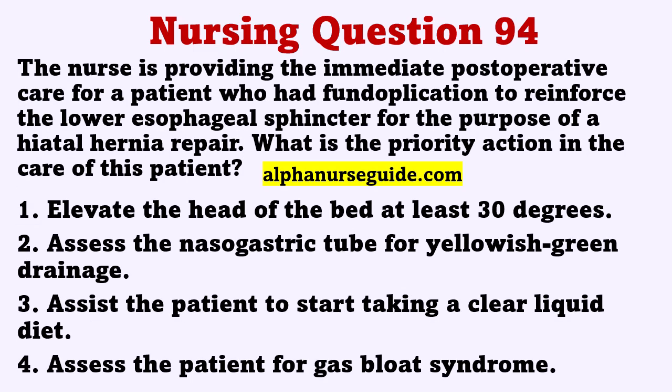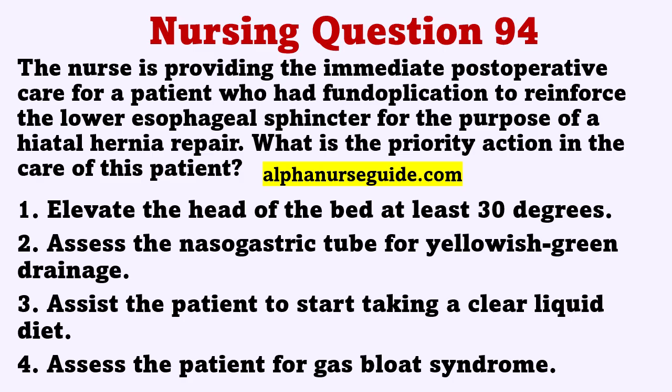The nurse is providing the immediate postoperative care for a patient who had fundoplication to reinforce the lower esophageal sphincter for the purpose of a hiatal hernia repair. What is the priority action in the care of this patient? 1. Elevate the head of the bed at least 30 degrees. 2. Assess the nasogastric tube for yellowish-green drainage. 3. Assist the patient to start taking a clear liquid diet. 4. Assess the patient for gas bloat syndrome.